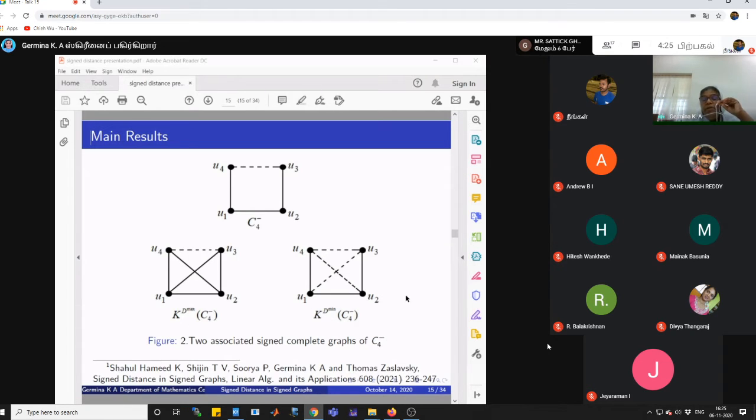Similarly, K_D min. What happened to U1, U3? Sigma min is -1 there. So I add a negative edge between U1 and U3. Similarly, for U2, U4, sigma min is negative, so I add a negative edge there. So these are the associated signed complete graphs of C4 minus, that is, K_D max of C4 minus and K_D min of C4 minus.